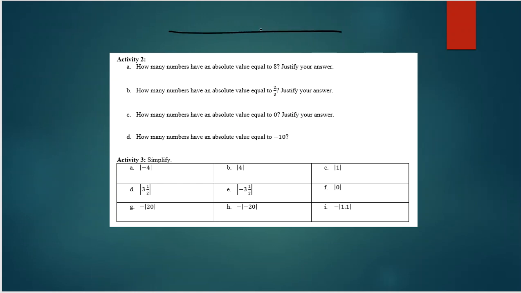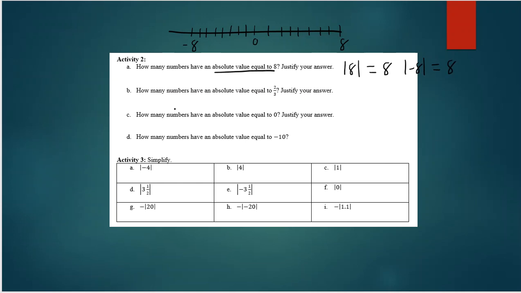2 numbers. If we have 8, 1, 2, 3, 4, 5, 6, 7, 8. 8 is 8 spaces away from 0 on the number line. And then negative 1, 2, 3, 4, 5, 6, 7, 8. Negative 8 is also 8 spaces away from 0 on the number line. So the absolute value of 8 would be 8, and the absolute value of negative 8 would also be 8.